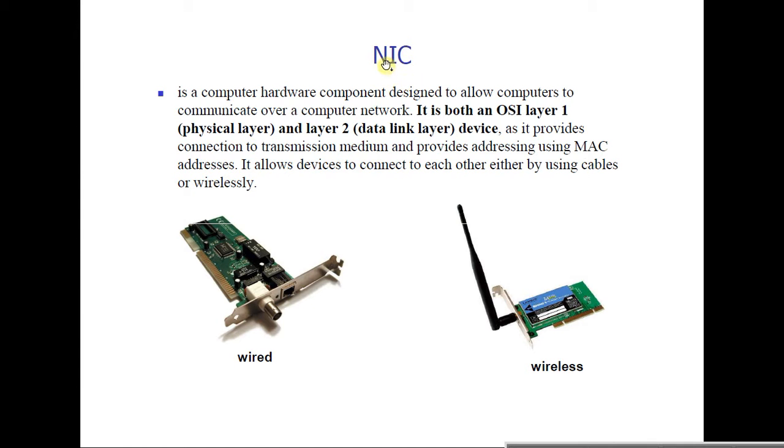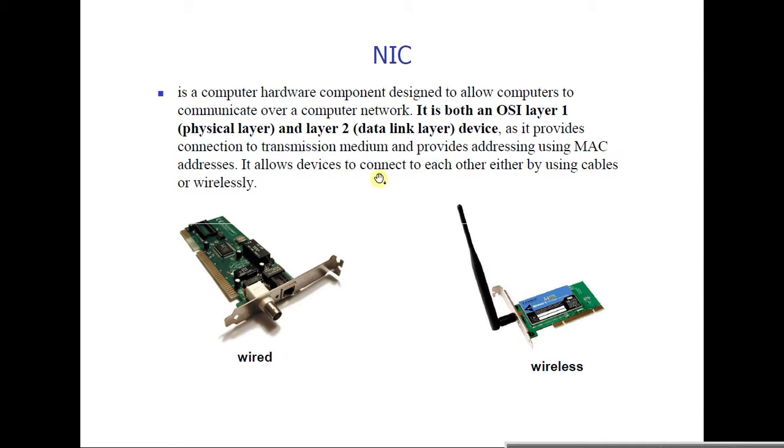So first we take the NIC, network interface card. It is a computer hardware component designed to allow computers to communicate over a computer network. So it is both an OSI layer 1, that is the physical layer, and layer 2, data link layer device. It provides the connection to the transmission medium and provides the addressing using the MAC address. It allows devices to connect to each other using either cables or wireless.